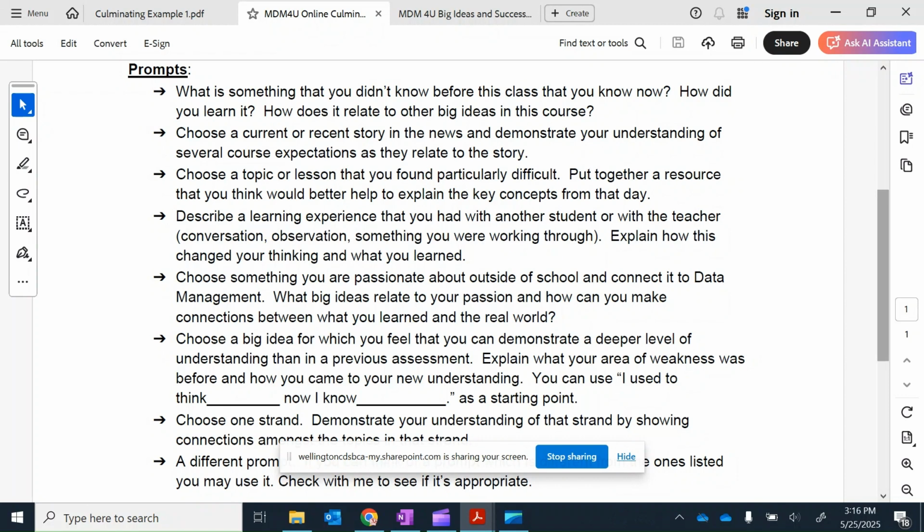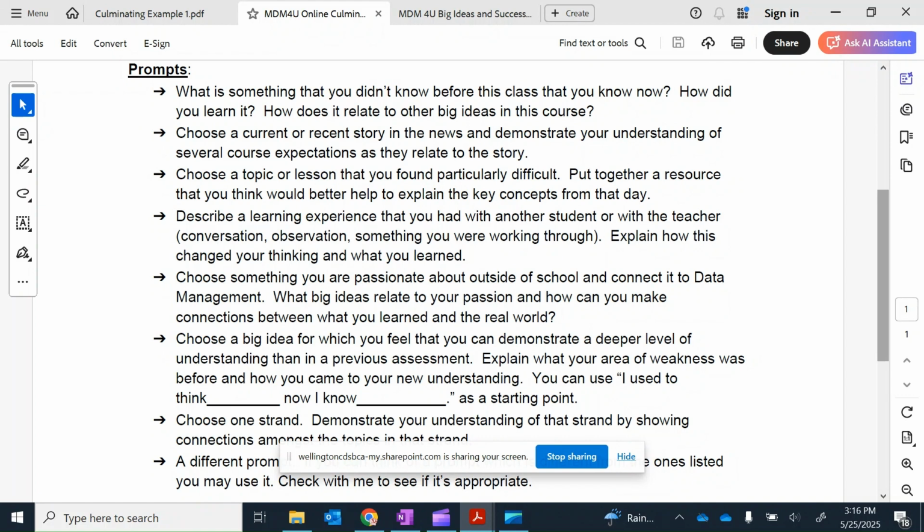For example, what's something that you didn't know before the course that you know now? How did you learn it, and how does it relate to the idea of the course? Let's say you didn't know what z-score was. You could describe how you know z-score. Let's say you didn't know standard deviation. What's standard deviation? How do you apply it, and so on and so forth.